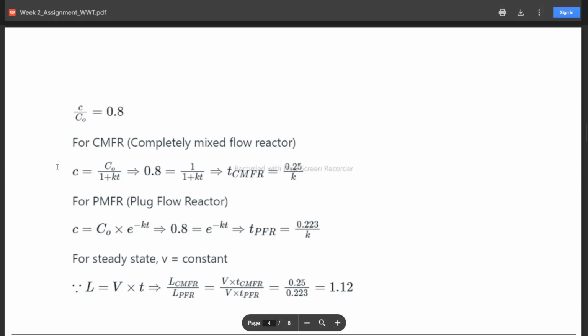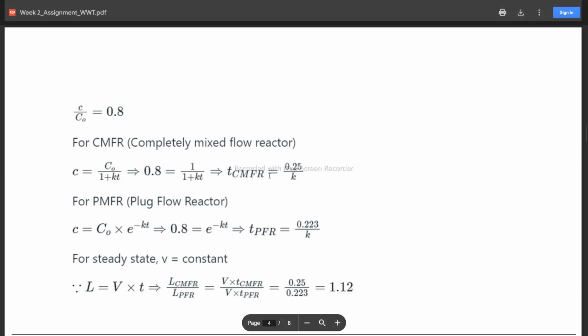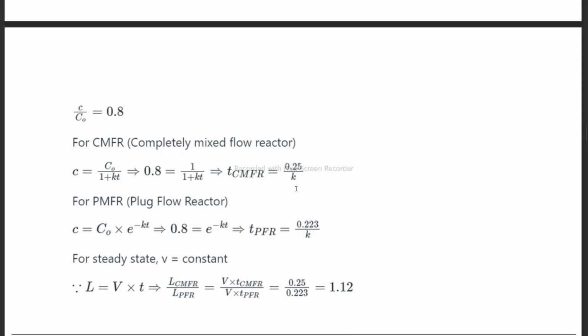So the formula is C equals C naught by 1 plus kt. In the third line, 0.8 equals, so there is written t CMFR equals 0.25 by k. Sir, how does it come?